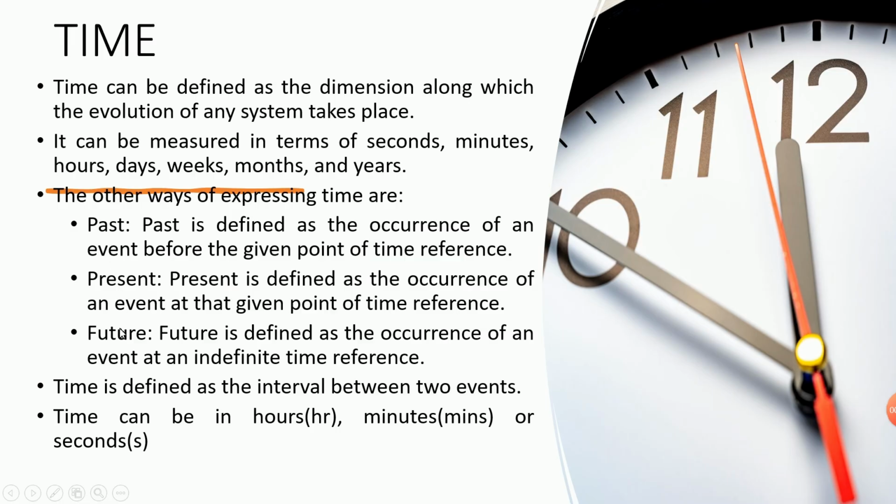Other than these, there are ways of expressing time. These three are there: past, present, future. You know what is past? An occurrence of an event before the given point of time reference. So there is a time point. If we take the 2020 COVID time, previous to that it is pre-COVID, that is past. During the COVID, that is present, and we are here, post-COVID, that is future for the COVID. I know everyone knows the meaning, so I'm just skipping the part. Time is defined as the interval between two events.